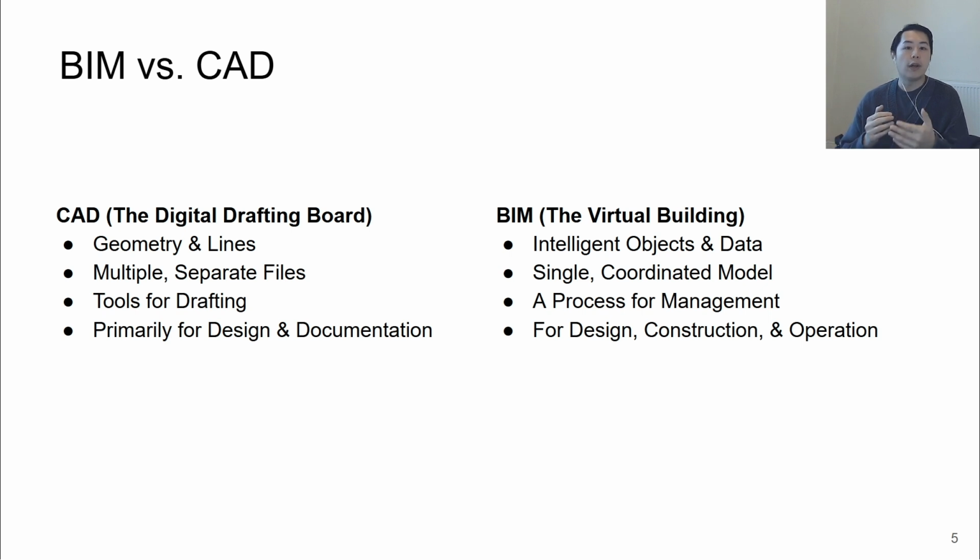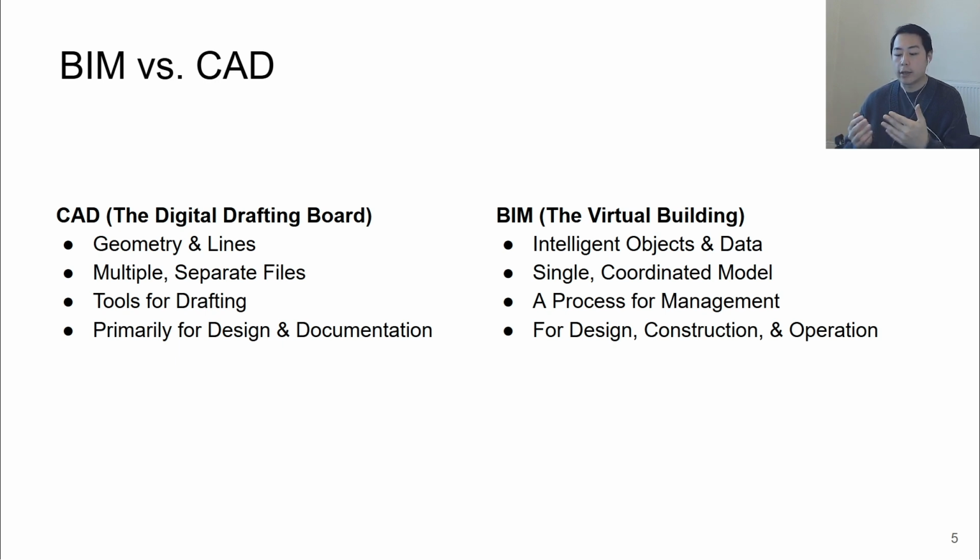So when I do move a window in a 3D view inside of a BIM model, the plan, the section, and the schedule all update automatically. And this is the power of a single source of truth. So this coordination alone saves thousands of hours and eliminates countless errors. So the simplest way to think about this is that CAD creates a set of files, whereas BIM creates a centralized database of information about the building.